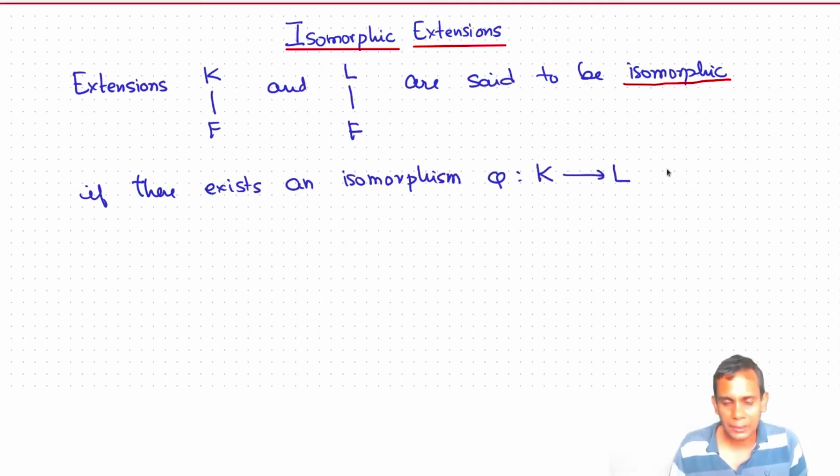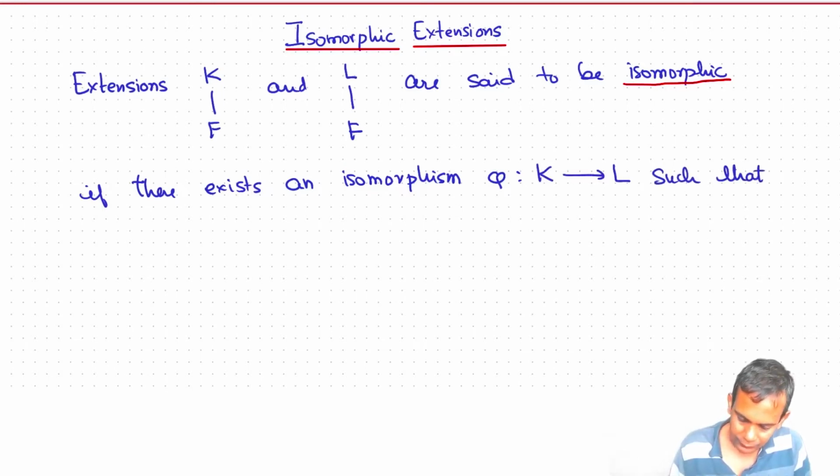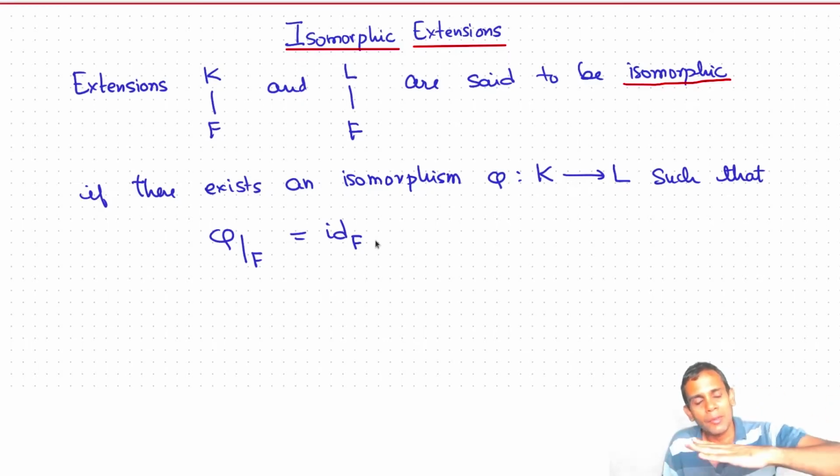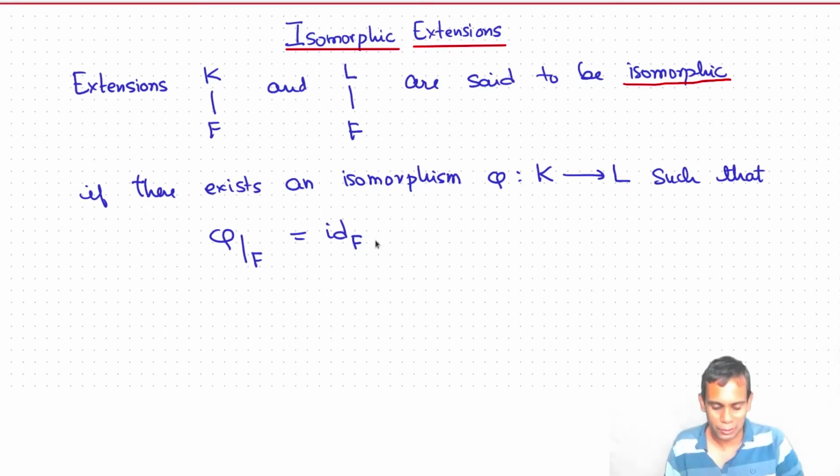but there's an additional condition that phi restricted to F is equal to the identity function from F to F. So for all practical purposes, two field extensions are thought of as the same if you can find an isomorphism of the larger fields which maps each element of the smaller field into the corresponding element of the smaller field in the other extension.